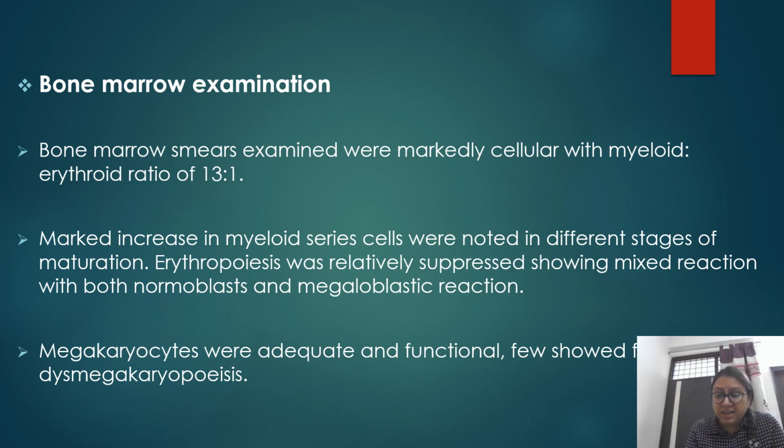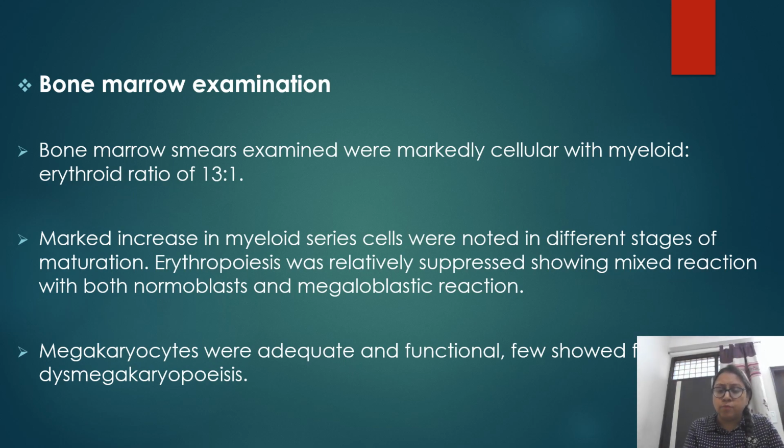So there was a marked increase in myeloid cells, and the cells were in different stages of maturation. Obviously, when one series of cells increases, the other cell line is suppressed. So here you see erythropoiesis was relatively suppressed. Relative is the word we use in comparison. Once one series of cells increases, obviously the other series of cells will go down. So erythropoiesis was relatively suppressed, showing mixed reaction.